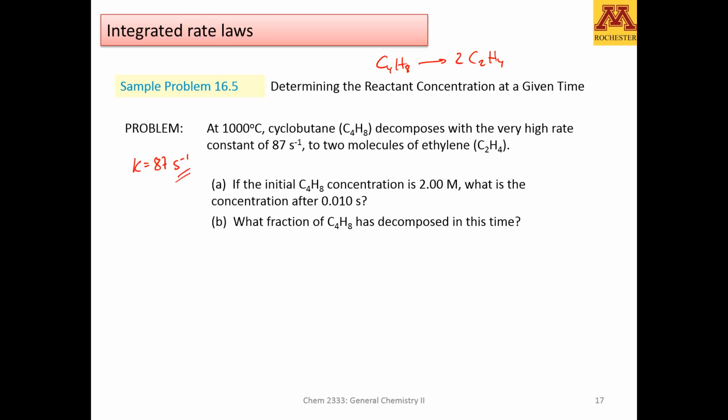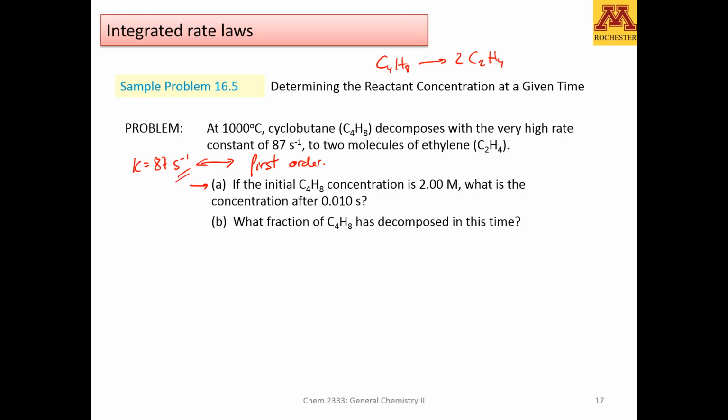When you're given the units of the rate constant, remember from previous videos that this is already telling you the order of the reaction. So from these units, the reaction can only be a first order reaction. Therefore, we already know what equations we're going to pick to find the concentrations as a function of time.